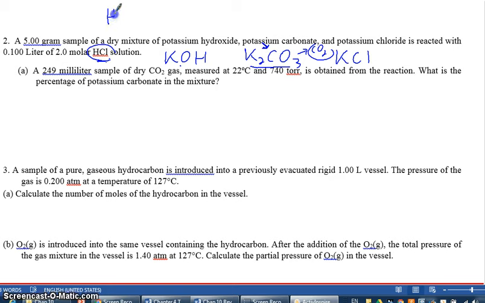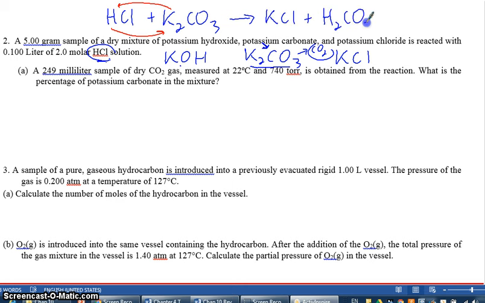We have HCl plus potassium carbonate. Now this is a double replacement reaction, so hydrogen and potassium swap places. What we get is technically KCl plus some H2CO3. Now you don't see any carbon dioxide gas formed yet, but H2CO3 actually breaks down into H2O and CO2. And these are the two products.